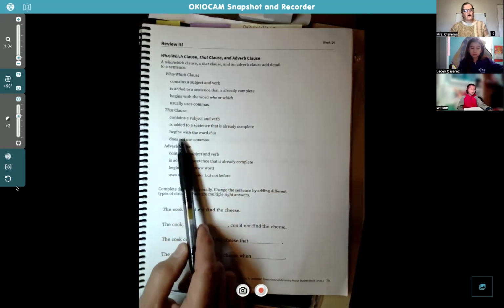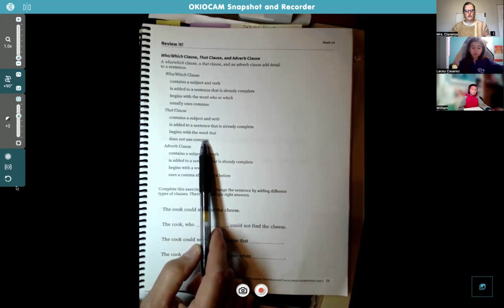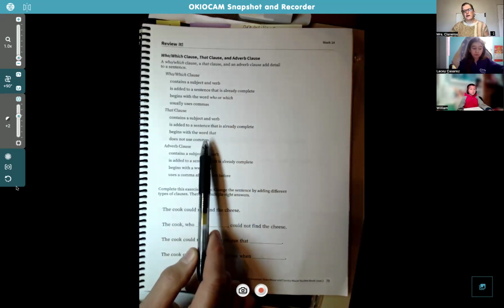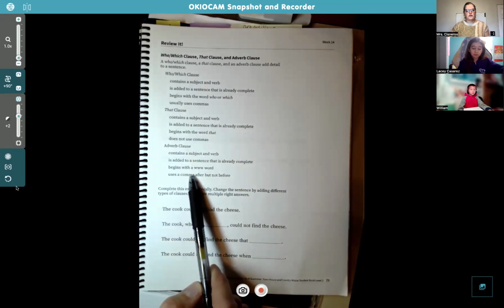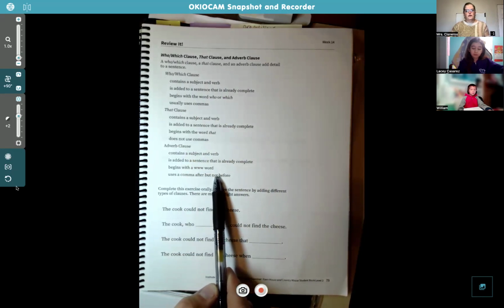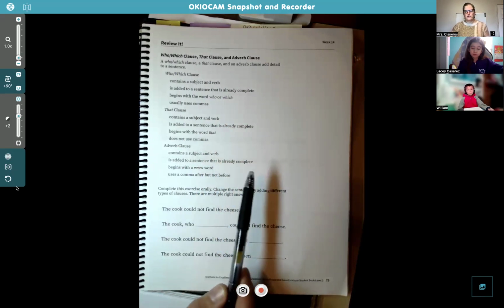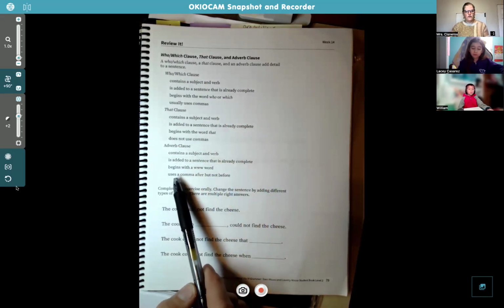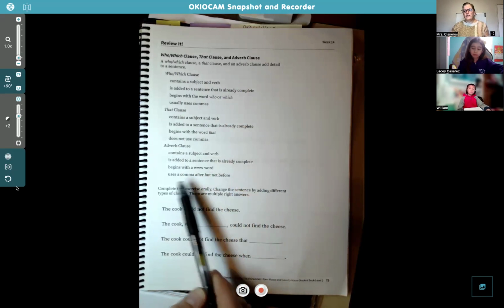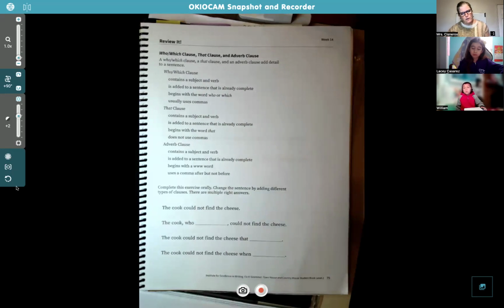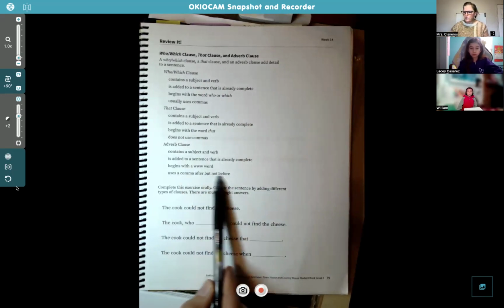And then the that clause does not use commas. So you don't have to worry about commas at all with the that clause. And then the adverb clause uses a comma after, but not before. So it depends on where the adverb clause is in the sentence. If it's an opener, you need a comma. If it's not an opener, if it comes after the main clause, then you don't need a comma. So it just depends on where it is in the sentence.